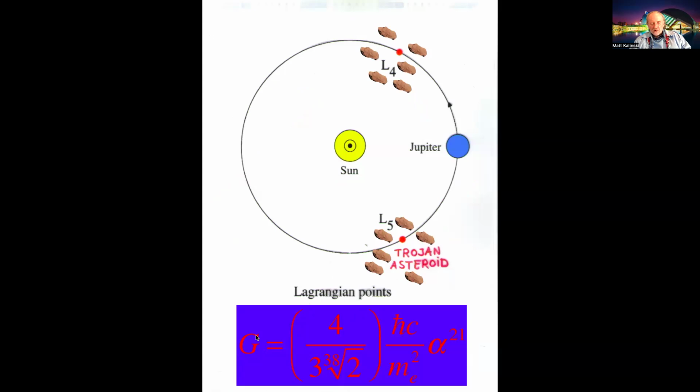Okay, and I derived a formula relating, simply by matching the parameters, the gravitational constant to the parameters of quantum electrodynamics, which are the reduced Planck constant, speed of light, mass of the electron, and the fine structure constant. This explains why the Trojan asteroids are so big with respect to the Trojan wave packet, because the power of the fine structure constant here is 21. This term has the same dimension as the gravitational constant. You can call it a strong gravitational constant.